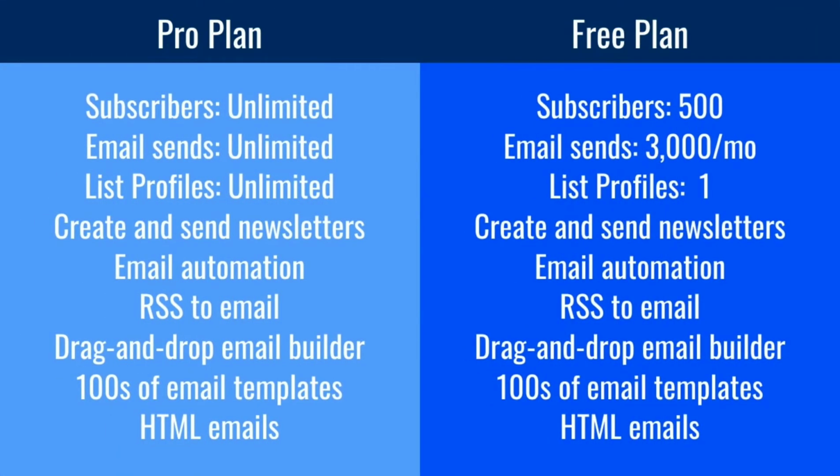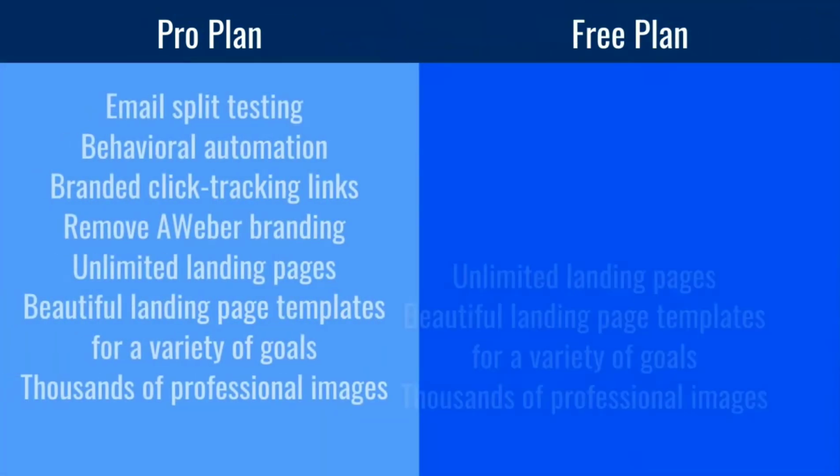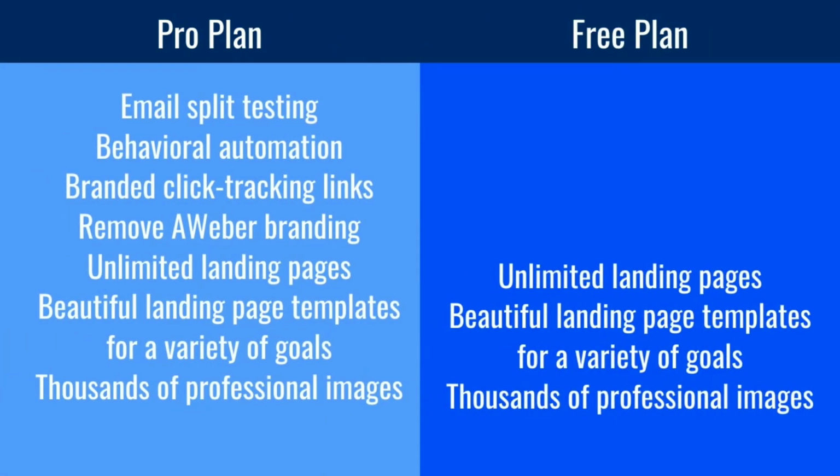So with the Pro plan and the free plan, you can see the subscribers are unlimited on the Pro plan, the email sends are unlimited, list profiles unlimited, and with the free plan there's just one. You can create newsletters, email automations are available on both, RSS to email, drag and drop builder, and hundreds of email templates available on both the Pro and the free plan. Now here's where it changes a little bit.